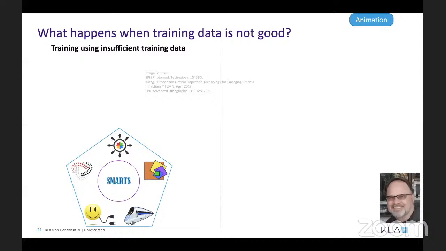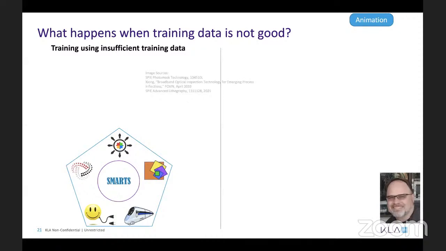So some challenges that are not unique to KLA, but are also challenges that we have to deal with, is training. And training is only as good as the data. So insufficient data, or not enough unique data, or not good data will result in bad models.